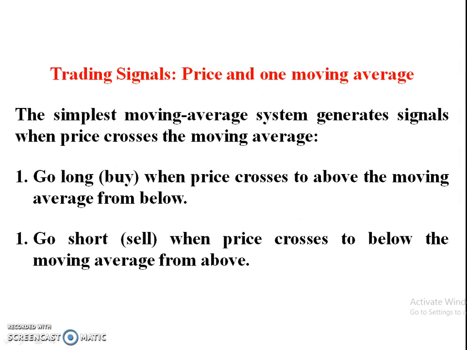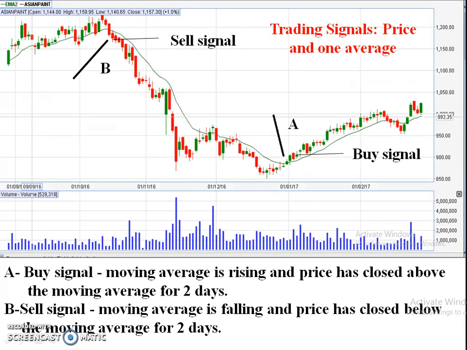Let us understand buy-sell signals if only one moving average is used. In this case, the signals are generated when the price crosses above or below the moving average. In this slide, at the letter A, the price of the stock crosses the line of the moving average from below, and for 2 to 3 consecutive candles, it closes above the moving average. This gives a buy signal. Here, the stock or the future can be bought.